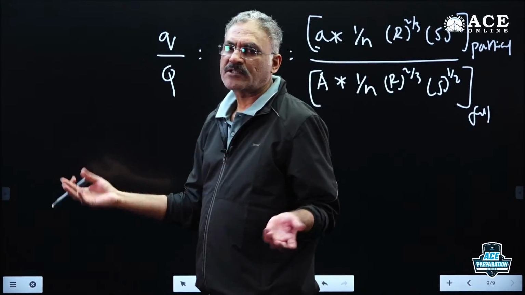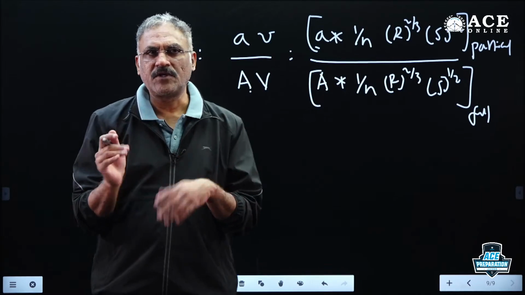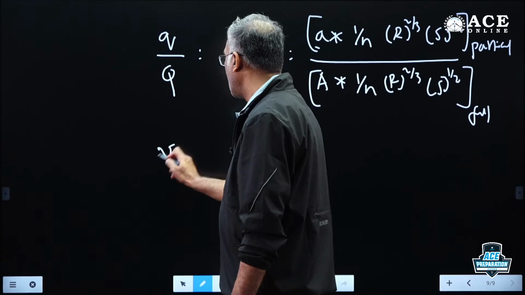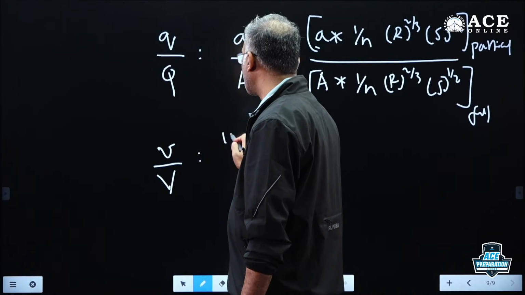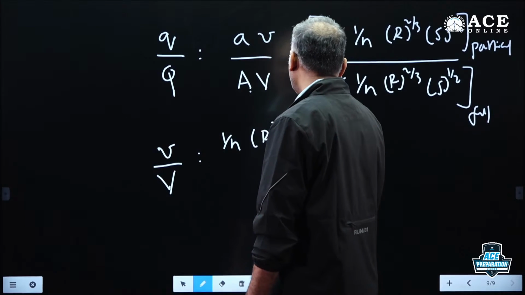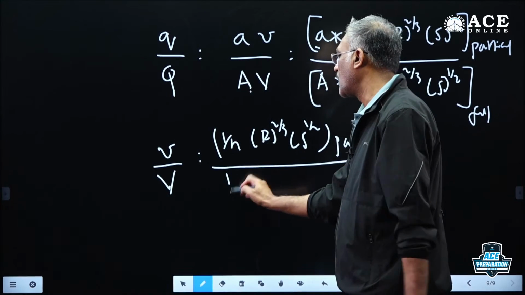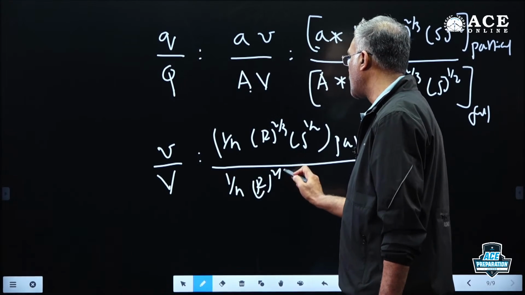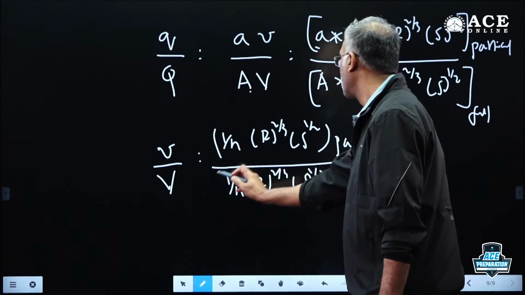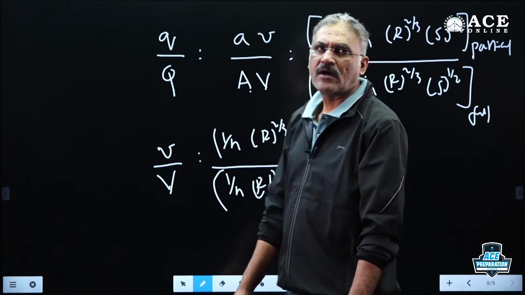Q full to Q partial full, Q partial full to Q full, v partial full to V full, something like that. This way also you are expected to find out v by V. So v is equal to 1 by n into R power 2 by 3 into S power half. This is for partial flow condition, small v. Capital V for full flow condition, 1 by n R power 2 by 3 S power half. This is for full flow condition. Clear? So the link between these parameters is expected to be worked out.